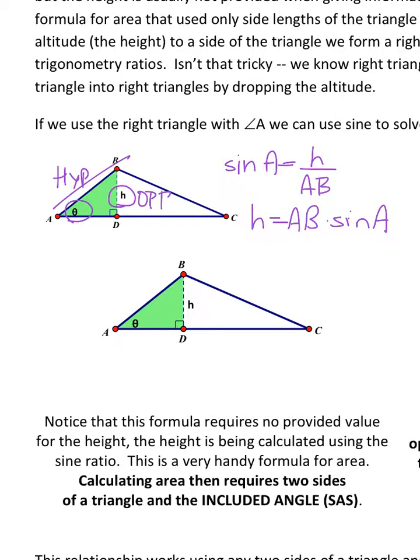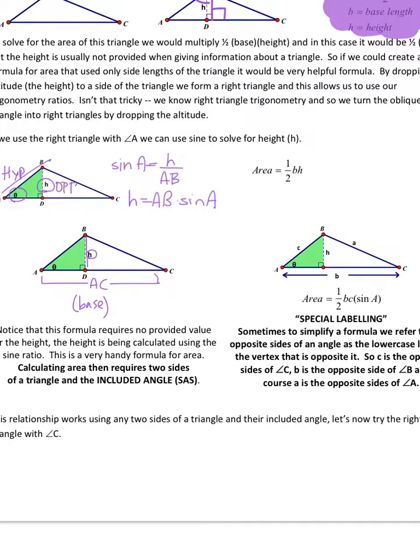The other component to half base times height is understanding what the base is, and so looking at where the height is, it's drawn to base AC. So making sure we understand in this triangle ABC, the height we are expressing as AB times sine A, and then the base is going to be AC. So now we piece together and we substitute in. If the base is AC, then I'm going to take the formula area equals half base times height, and I'm going to substitute in AC, and then I'm also going to substitute in this expression for height, so AB times sine A.